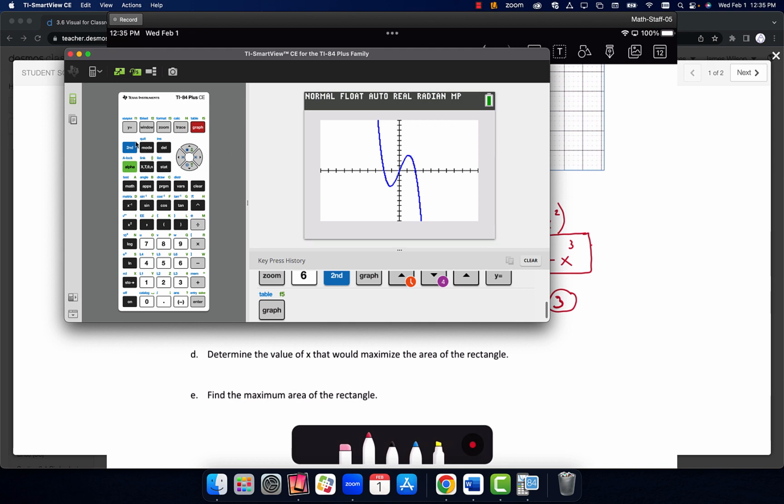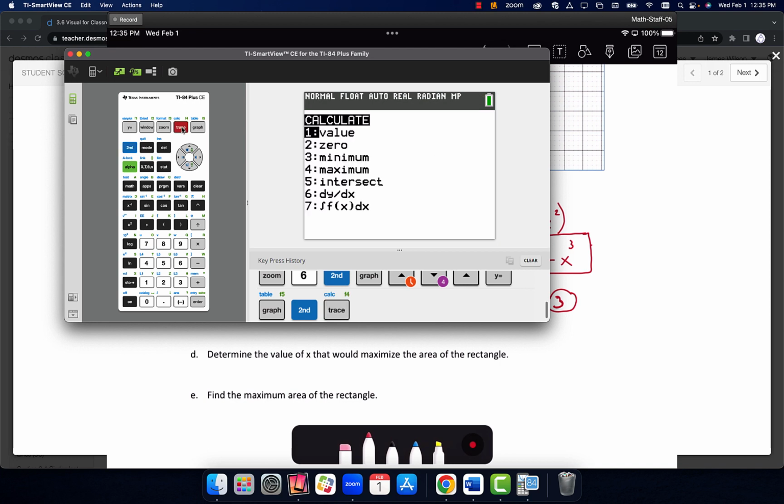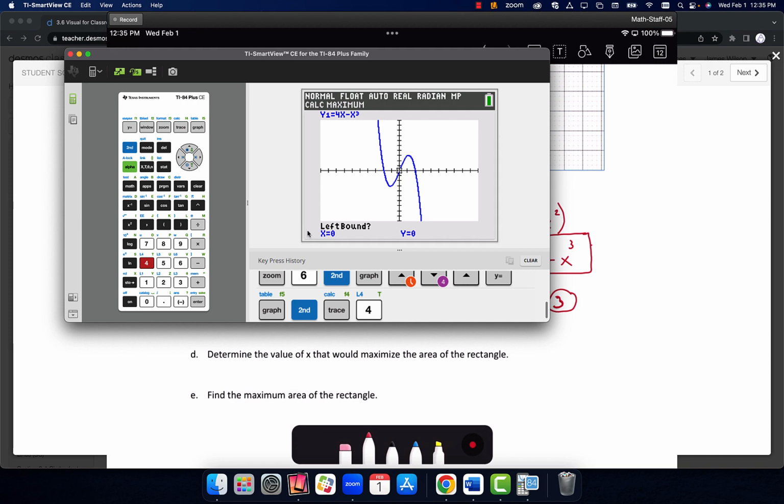To find that, remember, we go to second trace. That'll take us to the calculate option, and we're looking for number 4, the maximum. It's asking for a left bound, so we'll scroll over and get close to that maximum. Make sure you're on the left side, hit enter. Then it's asking for a right bound. We'll scroll over to the right side, hit enter, and enter one more time. And it looks like it's giving us the maximum coordinates of that peak in our graph.